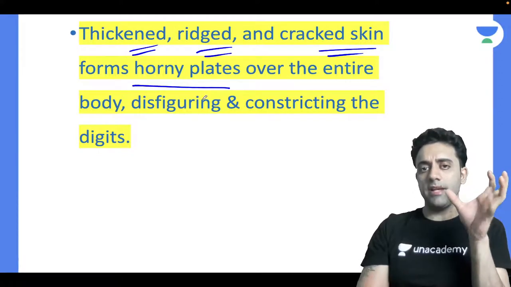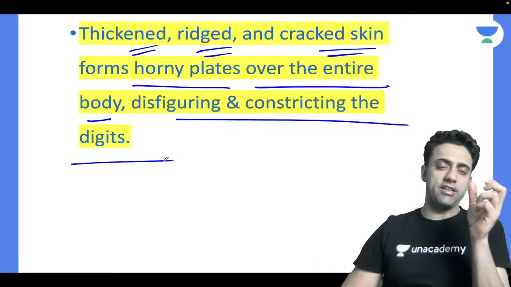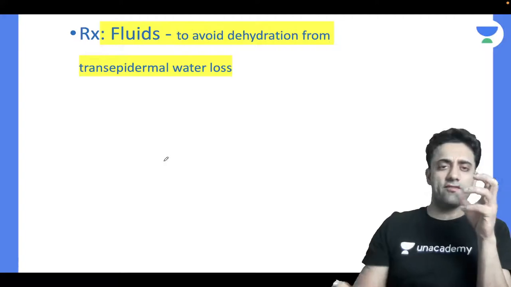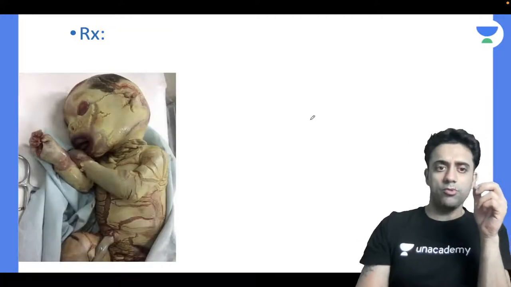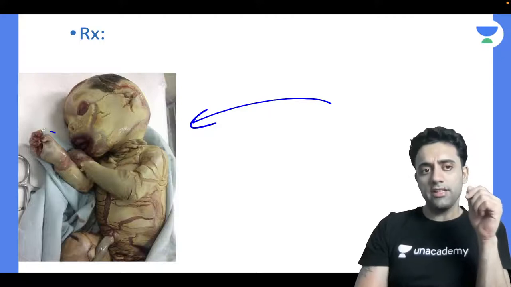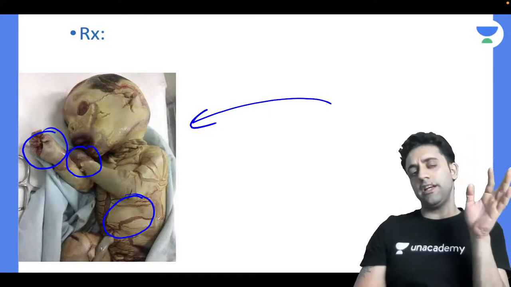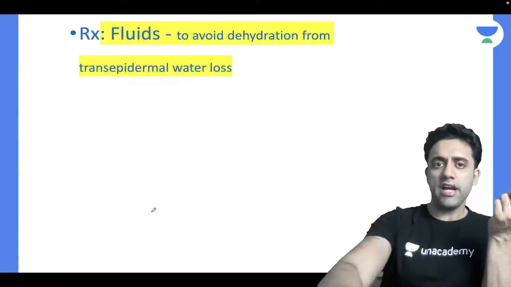Horny plates form over the entire body, disfiguring and constricting the digits. So for treatment, it is very difficult to put an IV line in this baby because everything is so tight and so cracked. If you cannot put an intravenous line, the baby will end up in dehydration and shock.